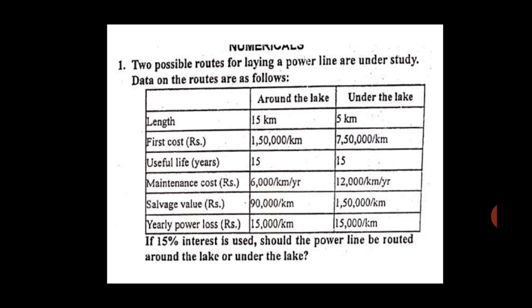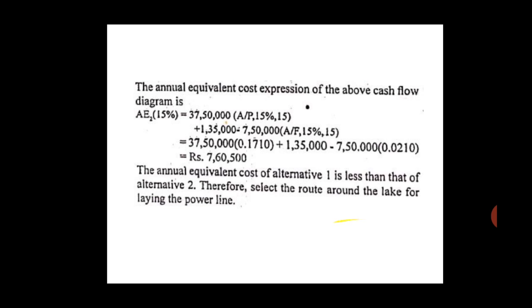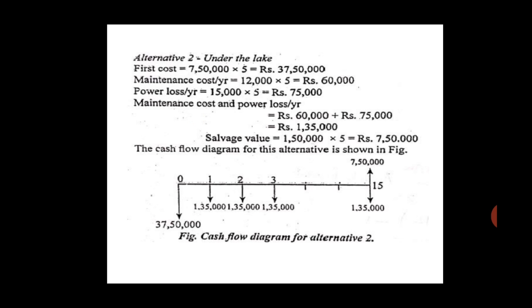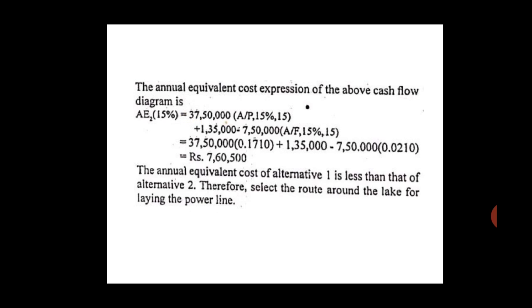So the least cost is for item number 1, that is around the lake, and that cost is almost 6,71,000 per year, whereas under the lake it is 7,60,000 rupees. So the 6,70,000 rupees we are spending per year is better cost-wise when compared to spending 7,60,000 every year for 15 years. So this is the way you calculate the annual equivalent cost expression.